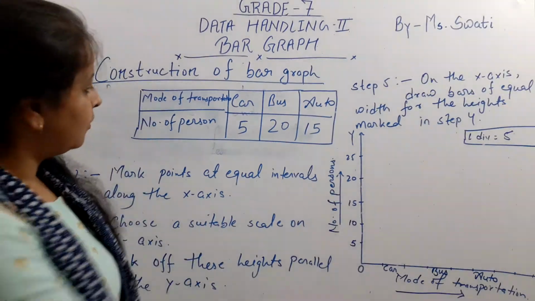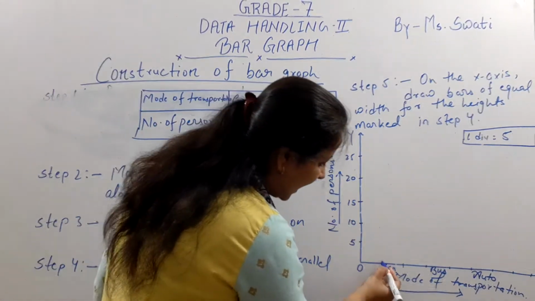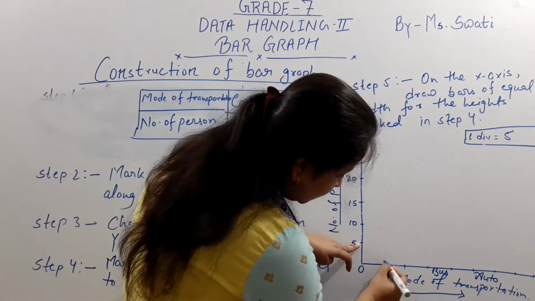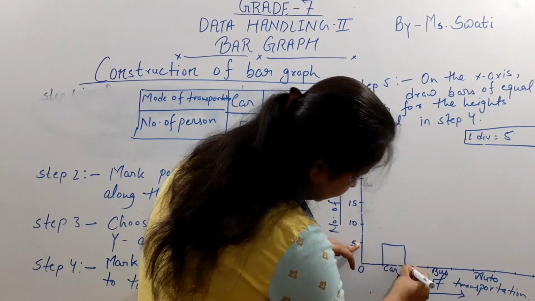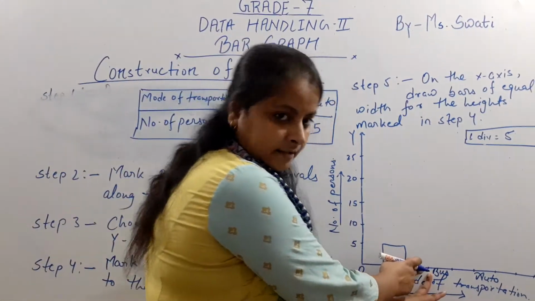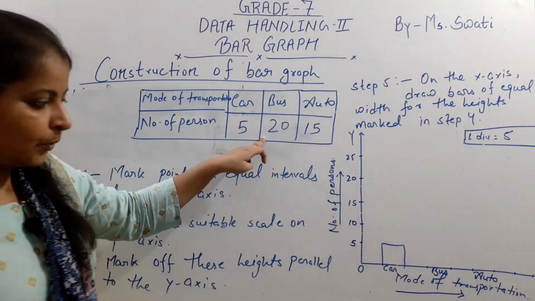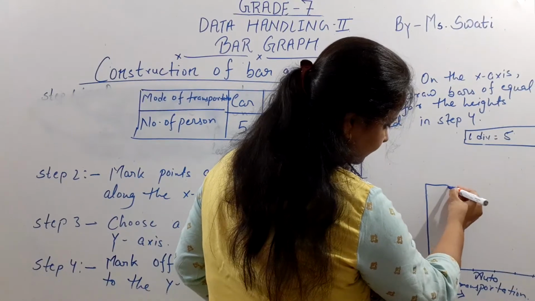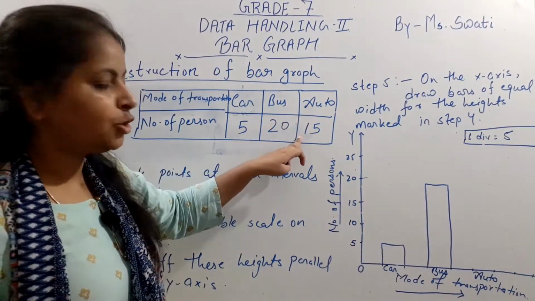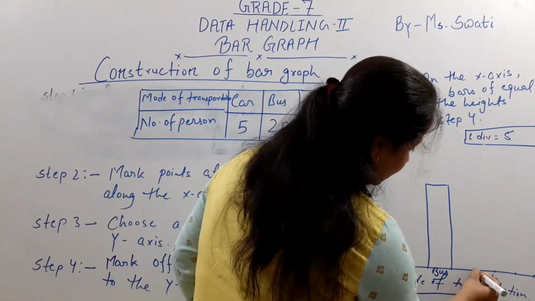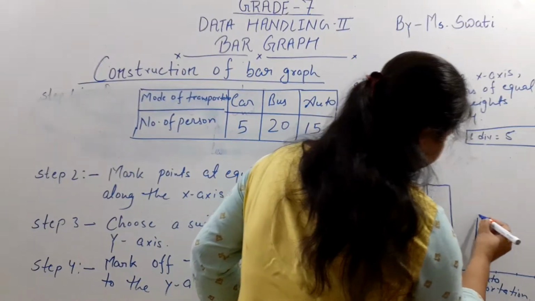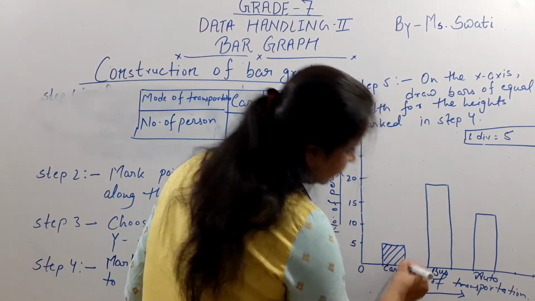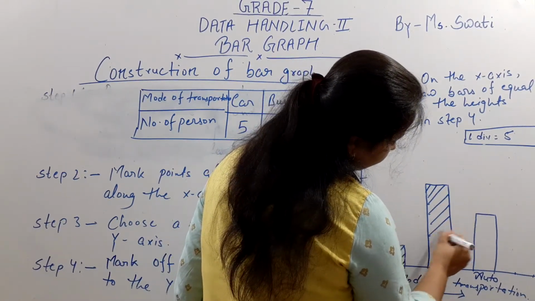Now, the number of persons traveling by car is 5. So, we have to mark 5 here. So, we draw the bar like this. This is car. Now, for bus, we leave this unit. The number of persons traveling by bus is 20, so we match the height. And next, auto, and the number of persons traveling by auto is 15. So, we match the height. You can also shade these bars using different colors or pencil like this.